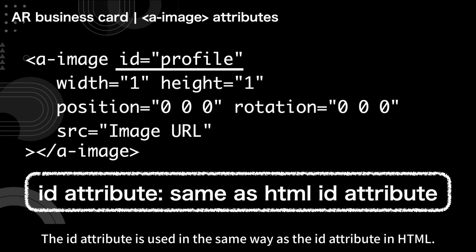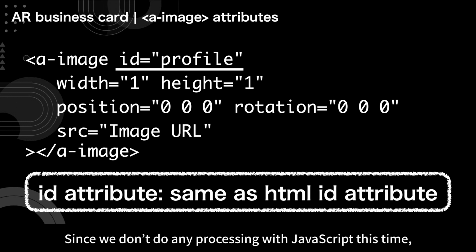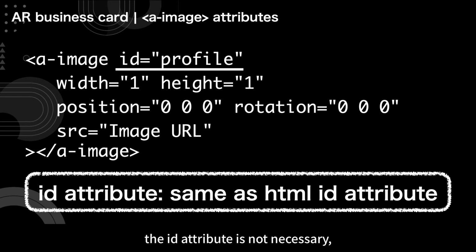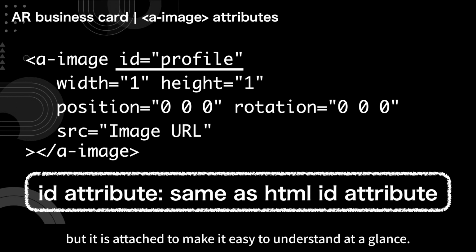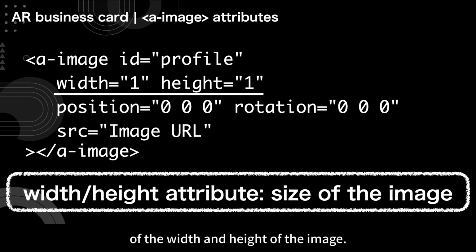The ID attribute is used in the same way as the ID attribute in HTML. You can get the element with the ID attribute specified in JavaScript. Since we don't do any processing with JavaScript this time, the ID attribute is not necessary, but it is attached to make it easy to understand at a glance. The width and height attributes specify the magnification of the width and height of the image.